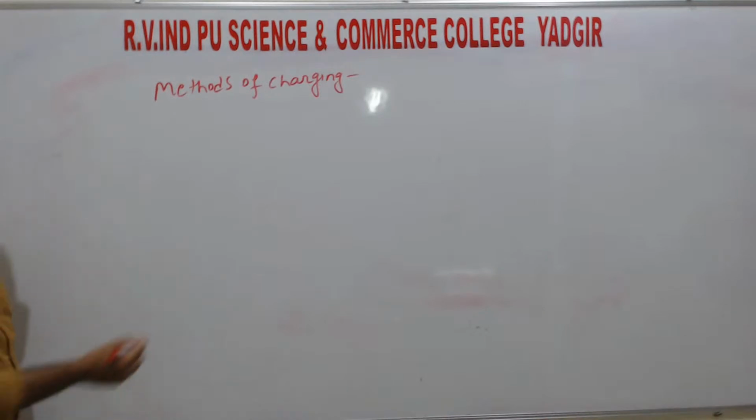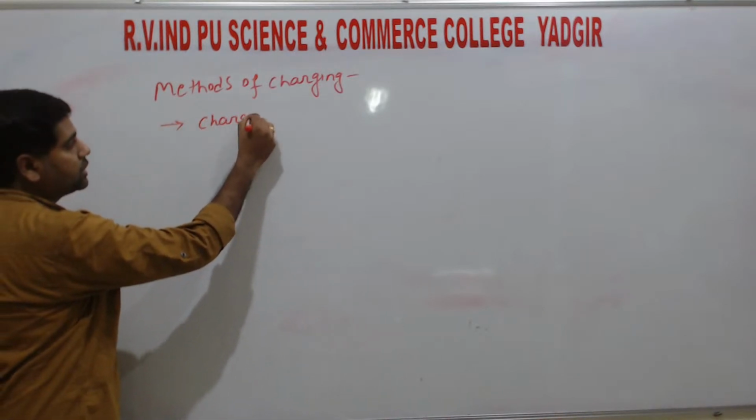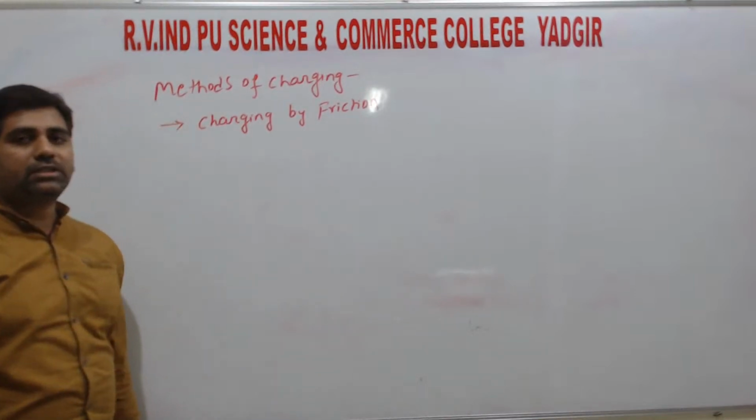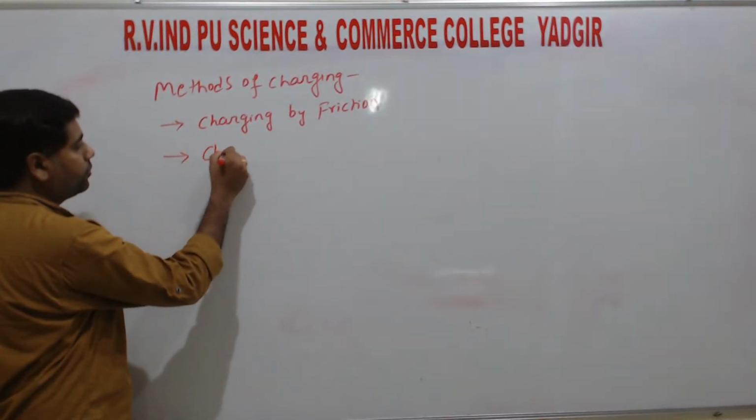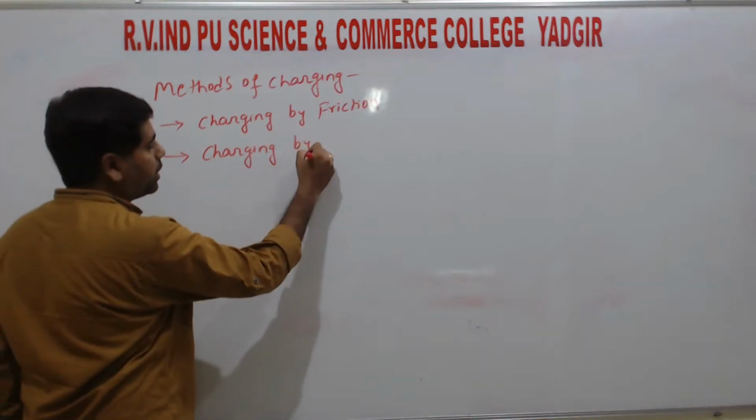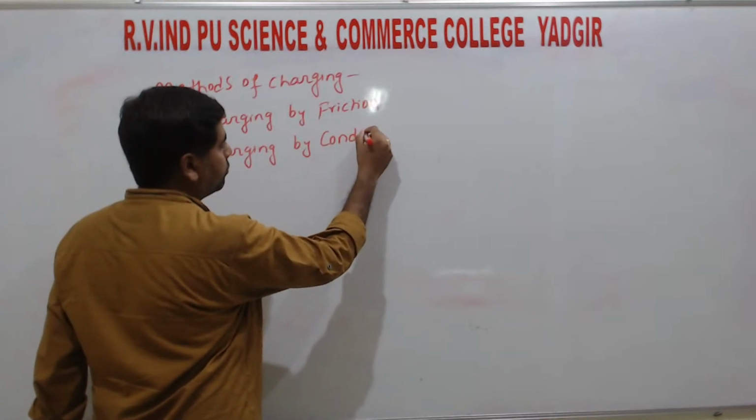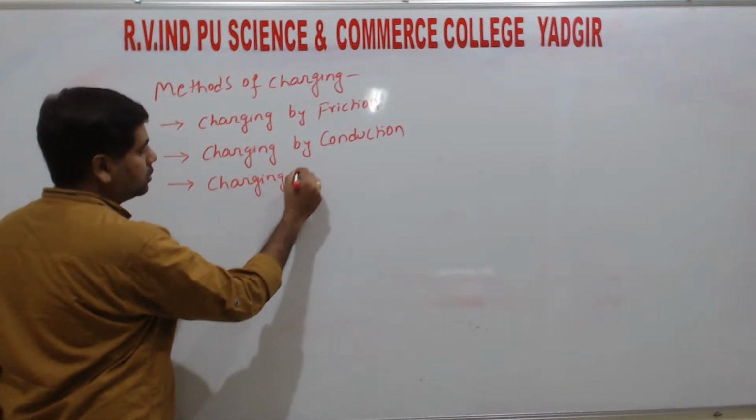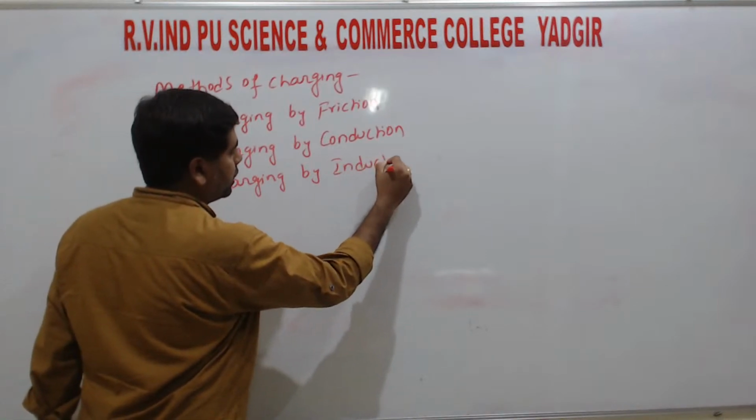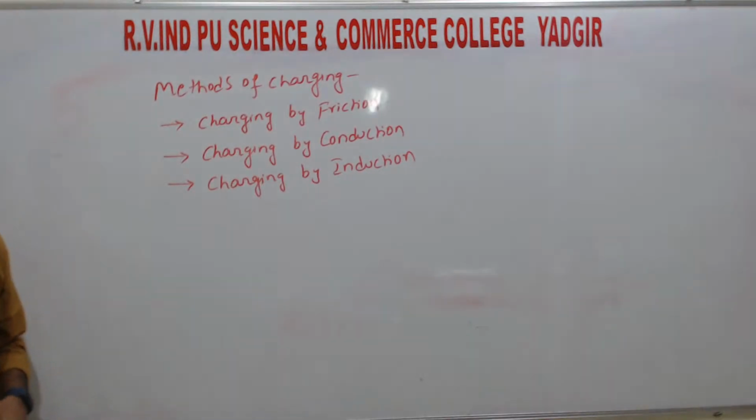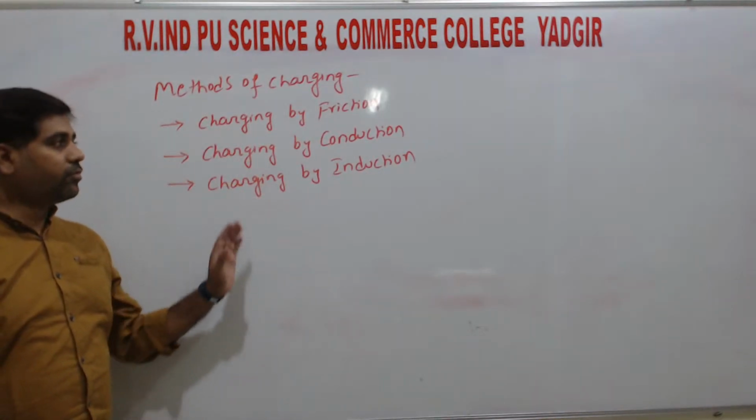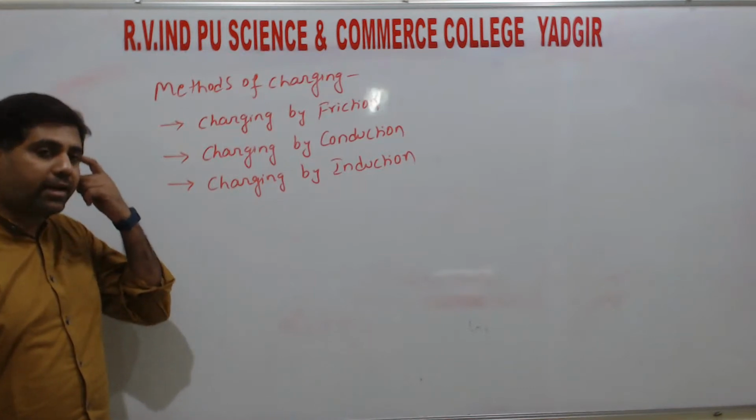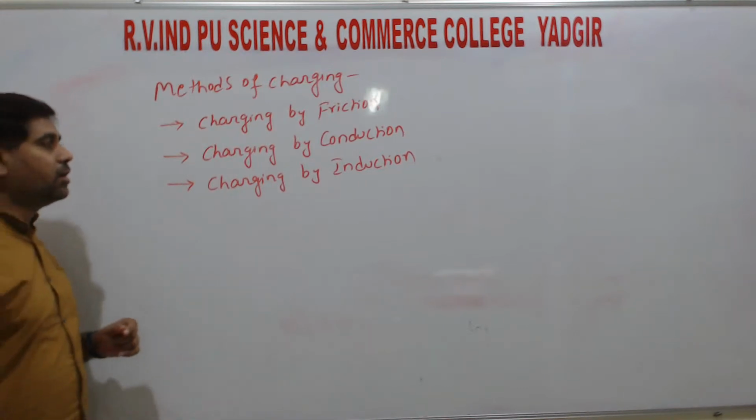Right, so here we have three methods of charging. The first one is charging by friction. The second one is charging by conduction. The third one is charging by induction, right? These are the three methods of charging a neutral body. That means we are adding or removing electrons from that body, then that body gets charged, right? So that body becomes electrified. If we start with the first one, that is charging by friction, right?